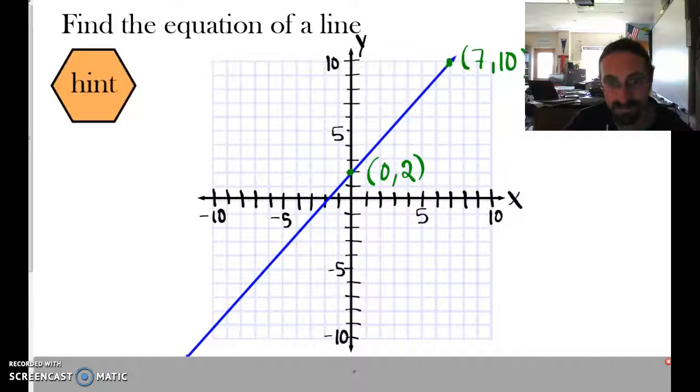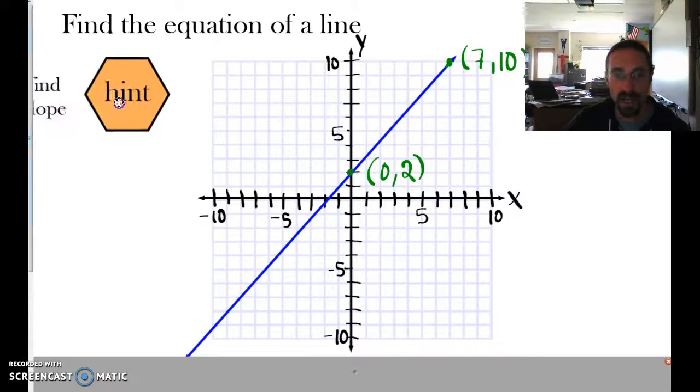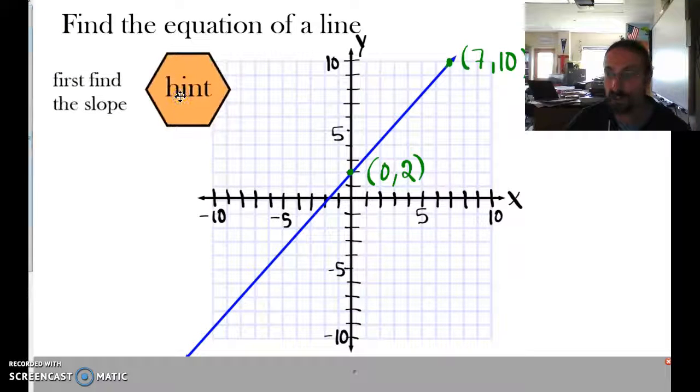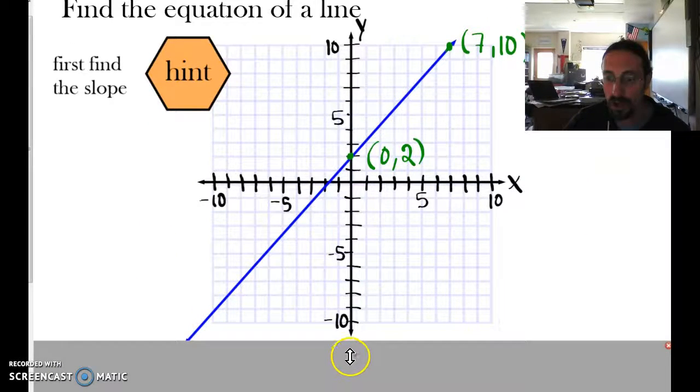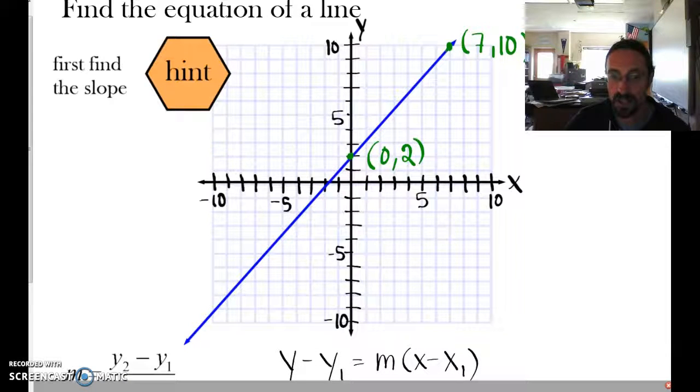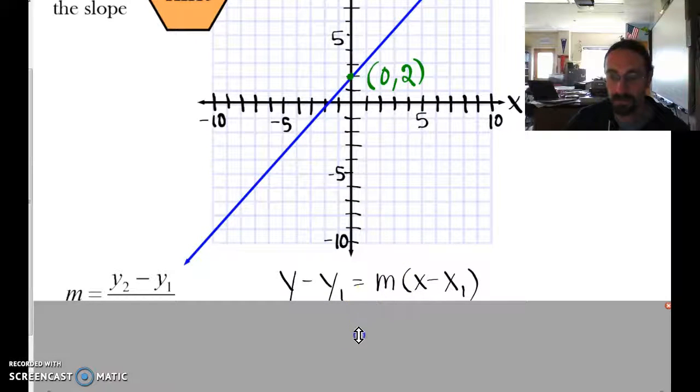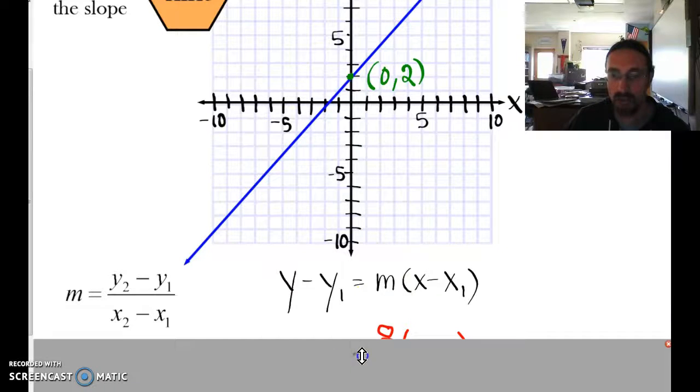Your turn. Find the equation of a line, and here's your great hint. First, find the slope. Go ahead, pause this video, please. Try the problem, see if you can come up with the equation of the line. All right, welcome back. First, finding the slope. Let's scroll down here. Slope formula. And I put the slope formula here and the point-slope form over here.